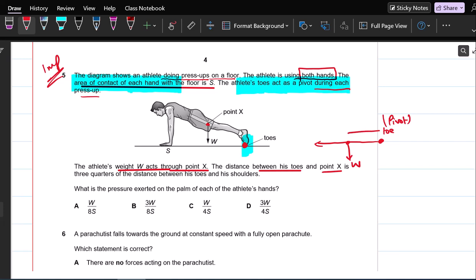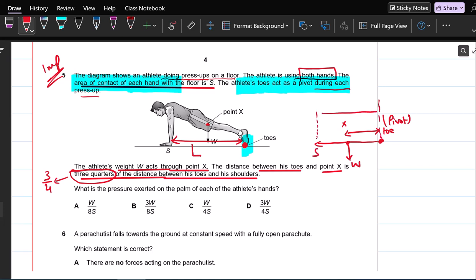From here till here, the distance is going to be, here is a point X. The distance is 3/4 of the distance. 3/4 means 3 by 4. This is 3/4 of the distance between his toes and shoulder. This is distance L. I suppose this distance is L. Here is a shoulder S. So the distance between toe and X is 3 by 4L.